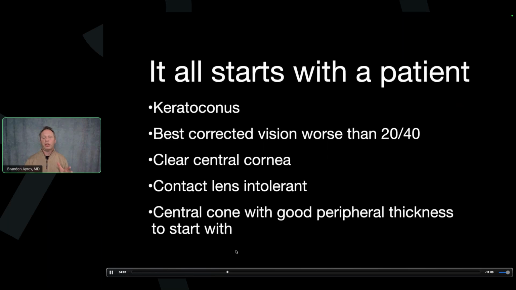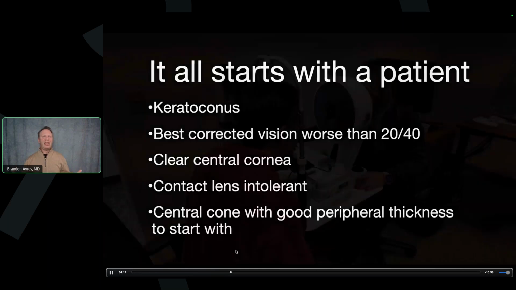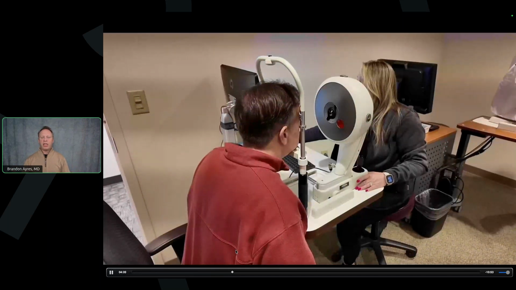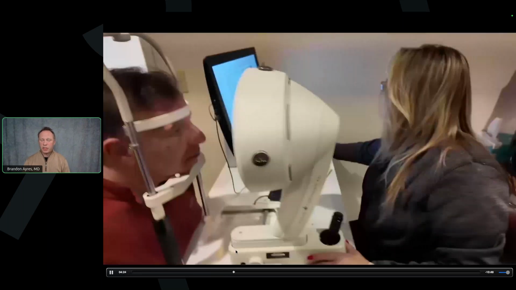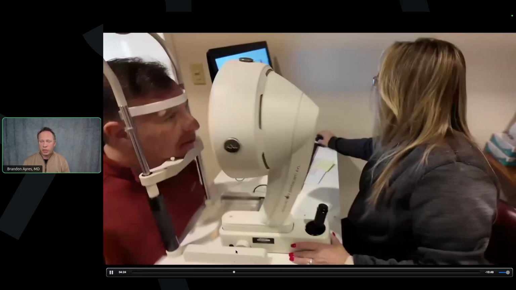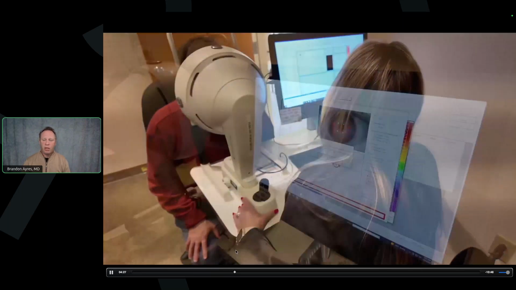And it all does start with the right patient. Keratoconus, maybe post-refractive ectasia, but I would start with keratoconus. My rule: 20/40 or worse corrected. Clear central cornea. I like contact lens intolerance. You'll see here we're using our Pentacam to scan our patient. This is a real patient. I do have his permission to use his face in the video.